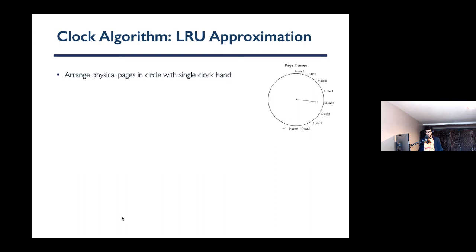So the way it works is you put all the pages in your memory around a clock. And then you have this clock hand. The clock hand points to a page. Every time you have a page fault, the hand ticks once, and then it points to another page. You go to that page, you check if the reference bit of that page in the page table is set.